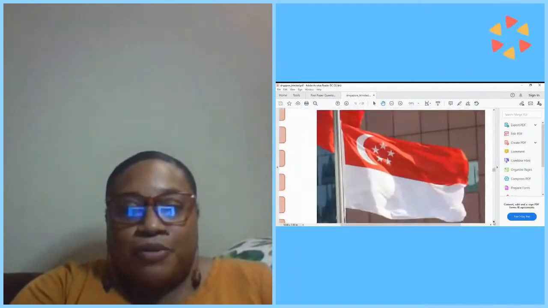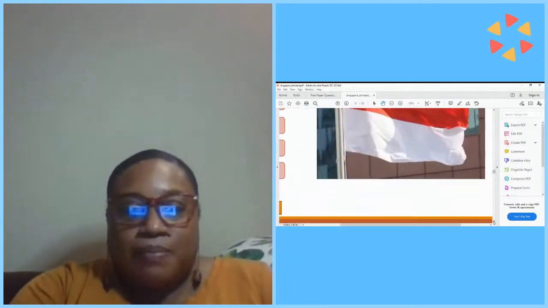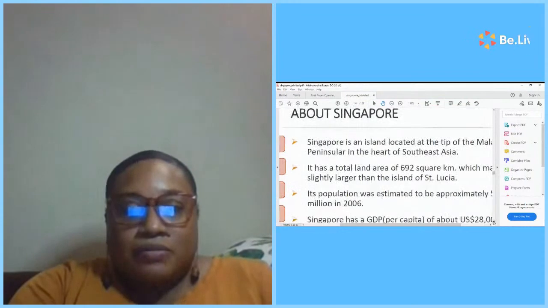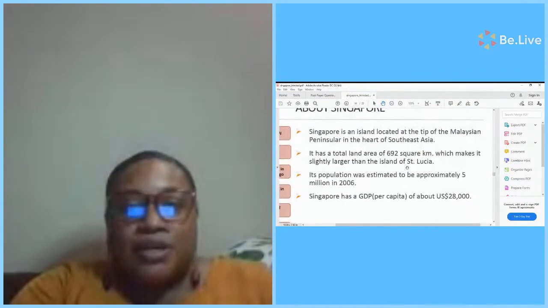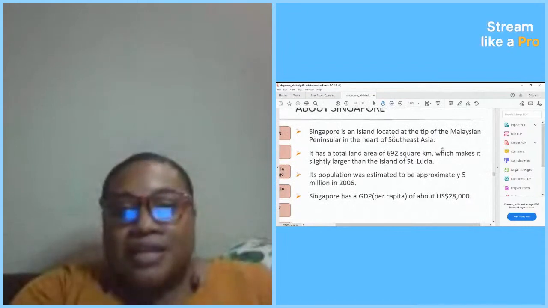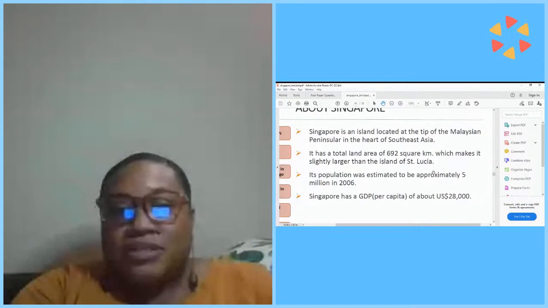It is densely populated. That is the flag of Singapore. Let us go through where Singapore is. So it is an island located at the tip of the Malaysian Peninsula in the heart of Southeast Asia.